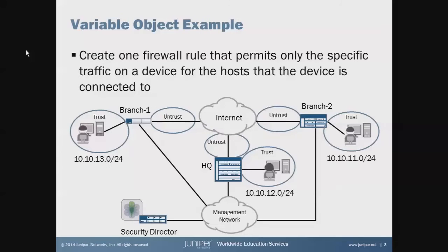I'm sure that seems very abstract at this point, so to help you understand it more, we're going to have an example, and we're going to jump into the GUI and show you how that works. But in this example, I want to point out a few things before we jump into the GUI. First, we have three different devices: branch 1, branch 2, and the HQ device. And with each of those devices, we have a connected user network.